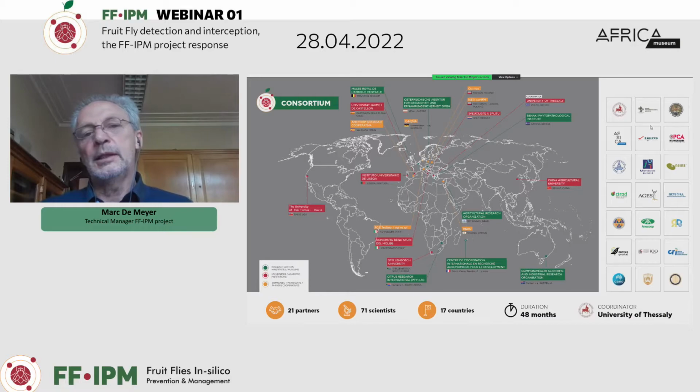The project itself is conducted by a consortium of several institutions, private companies from throughout the world, with an emphasis, of course, of European institutions, but we also have participants from African countries, from China, Australia, the United States. And so it's a fairly large consortium with 21 partners. We have more than 70 scientists which are active in the project, coming from 17 countries. And the main coordinator is the moderator of today, Professor Nikos Papadopoulos from the University of Thessaly, who runs the whole project. So how does this project come about?